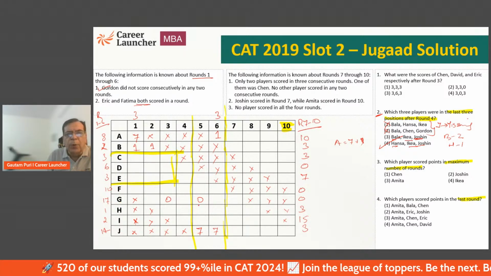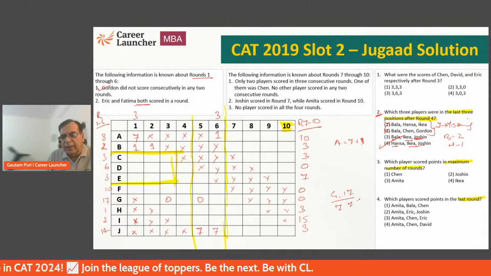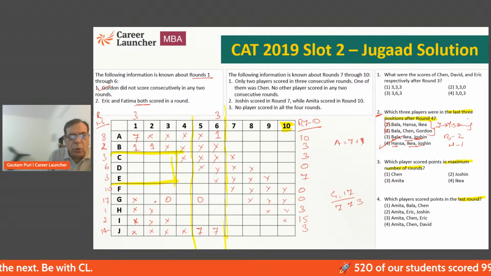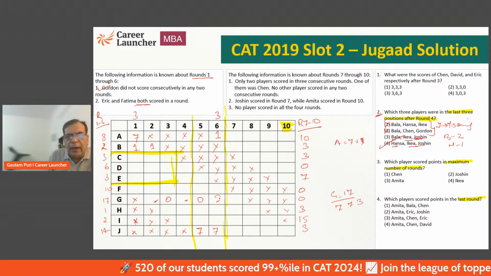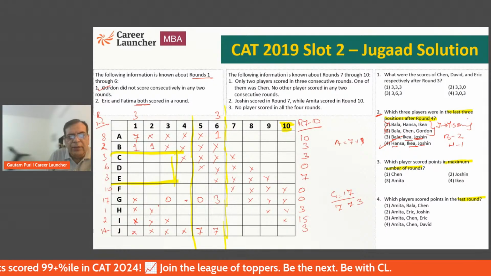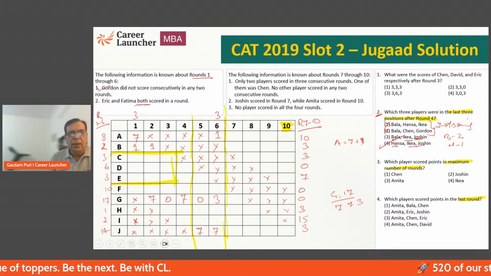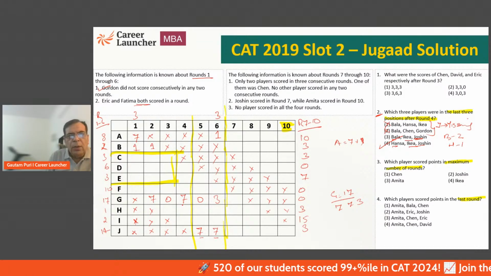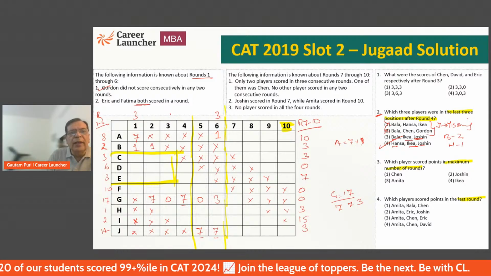G has got 17 points. 17 will be 7, 7, and 3. Okay. 7, 7, and 3. G has scored in round 2, 4, and 6. Round 6 cannot be a 7, so round 6 will have to be 3. And round 2 and 4 will have to be 7. Right? Now, please look at how many 7s we have occupied. Round 6, 5, 4, round 2, and round 1. Only in round 3 is a 7 missing.